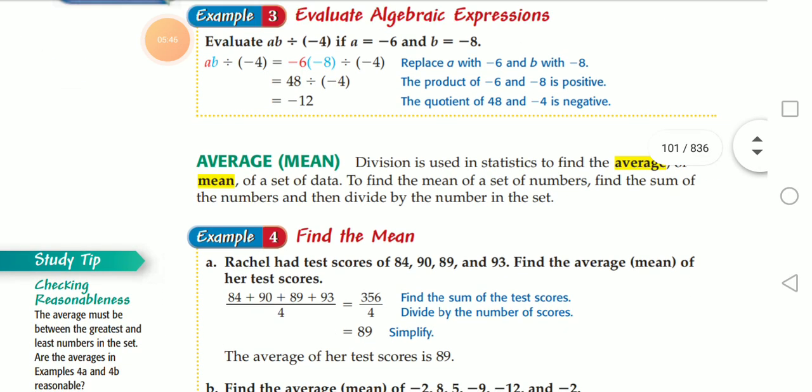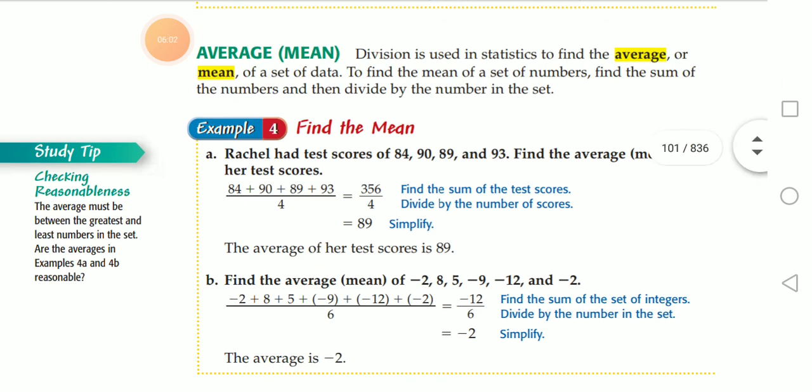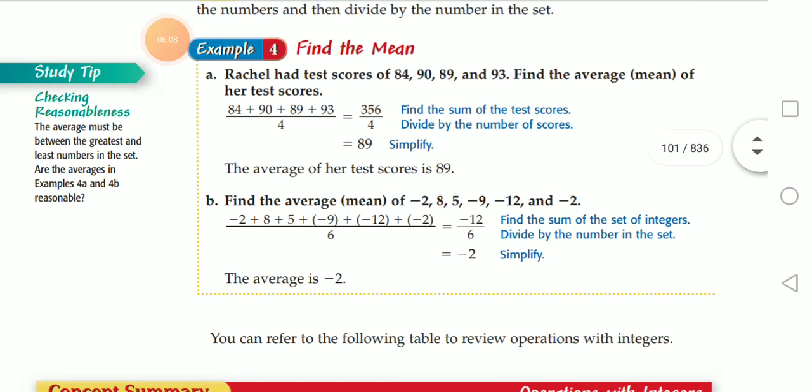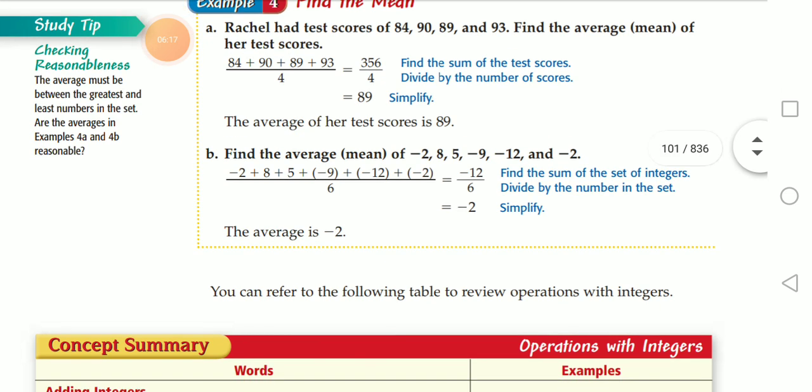Average, mean. Division is used in statistics to find the average or mean of a set of data. Remember, we had this in grade 7: to find the mean of a set of numbers, find the sum of the numbers and divide by the number of numbers in the set. Okay, example 4 for the mean. Rachel had test scores of 84, 90, 89, and 93. Find the average mean of her test scores.